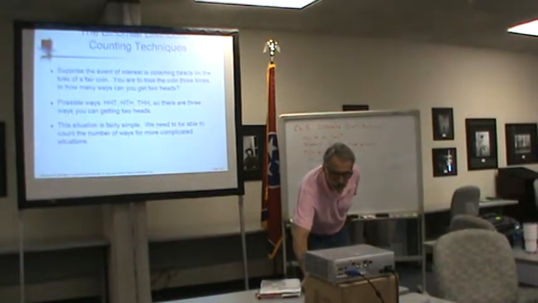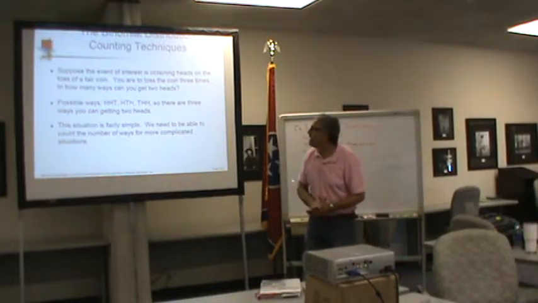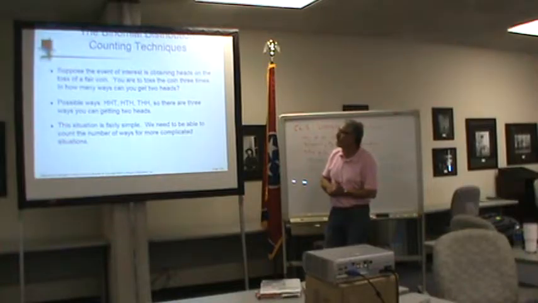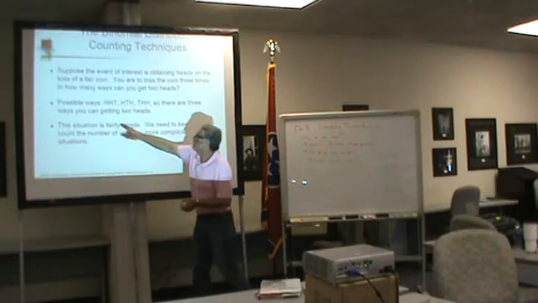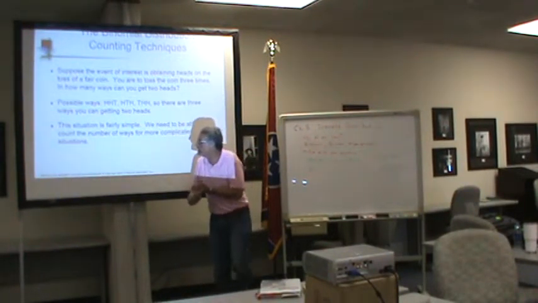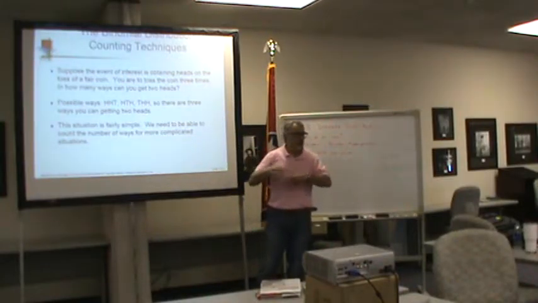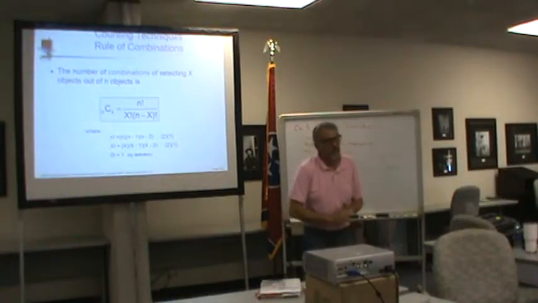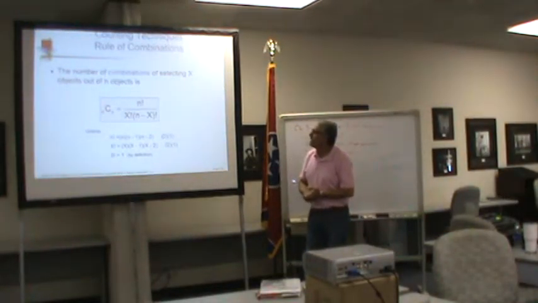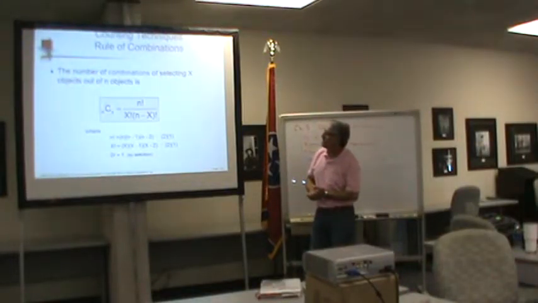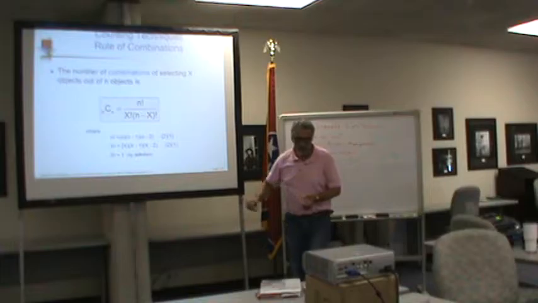So here our event of interest is obtaining heads, tossing a coin. We're going to toss the coin 3 times. How many ways can you get 2 heads? Get 2 in a row first, then split them up. So there are 3 ways we can get heads. That's easy, but what happens if we had a bunch of things? We have that counting rule from last week: we're selecting X objects out of N objects. That's the one we did last week.